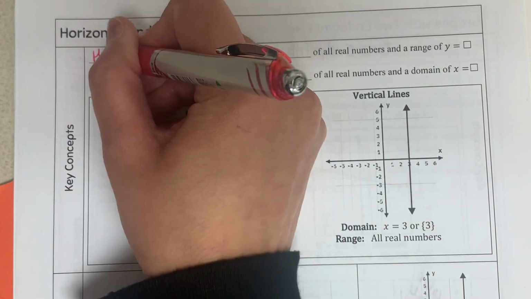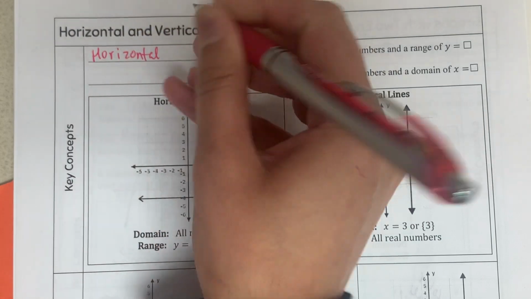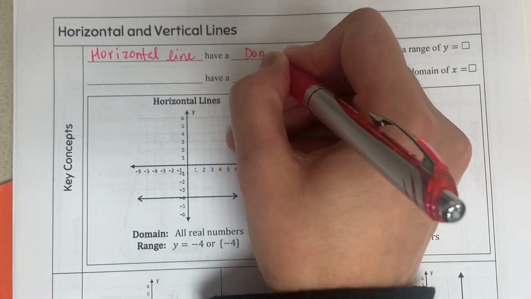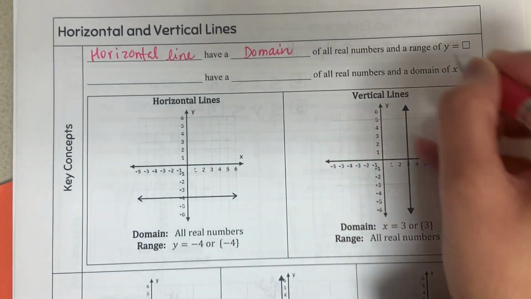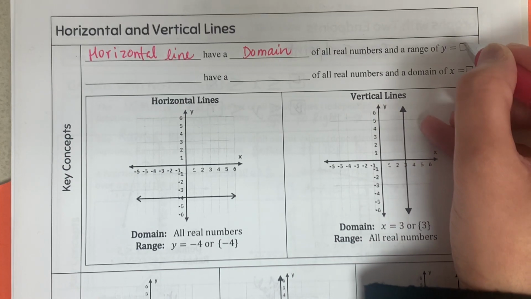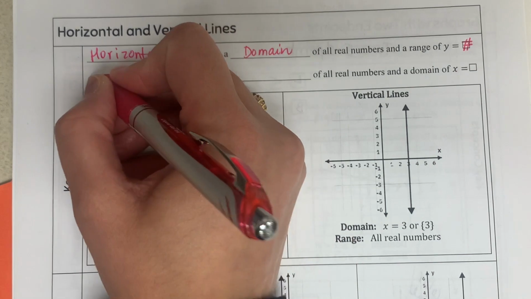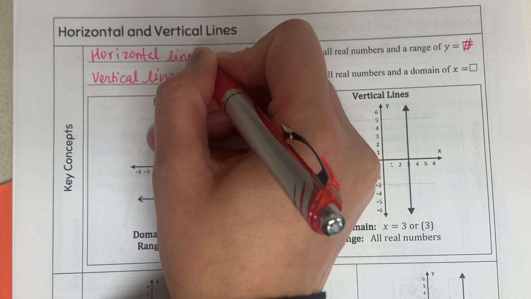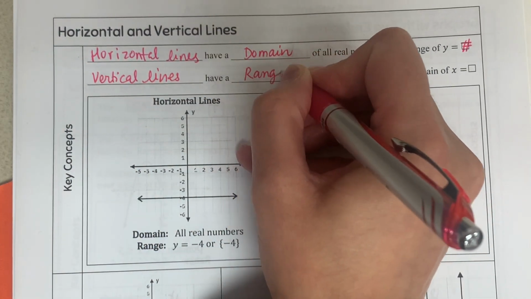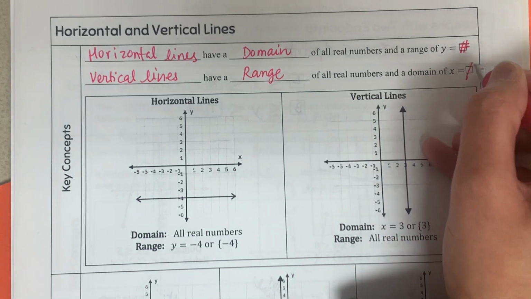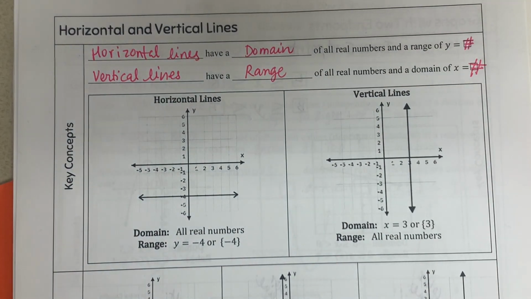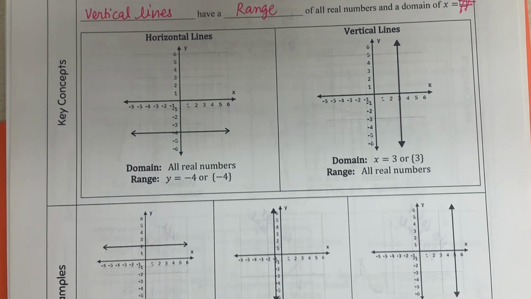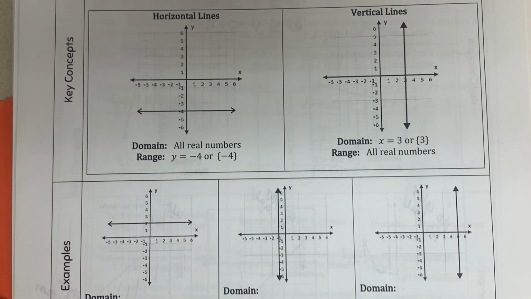The first one would be horizontal lines. Horizontal lines have a domain of all real numbers, and the range of y equals the box. Of course, a number goes in a box. Second one would be vertical lines. Vertical lines have a range of all real numbers and domain of x equals the number. Even if you don't memorize this part, it's okay, because when we write the domain and range using our notation format, it should be the same thing.